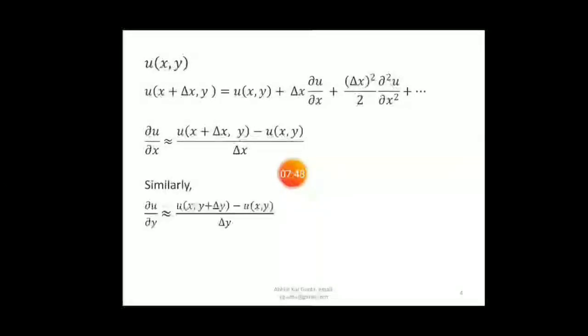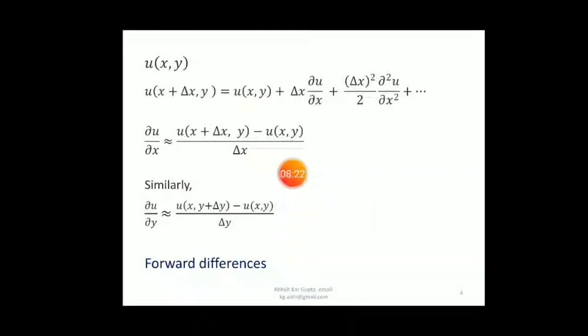Next, similarly, you can also write del u del y approximately equal to u(x, y plus delta y) minus u(x, y) by delta y. This is the same way: you expand u(x, y plus delta y) in terms of a Taylor expansion in y, so you get a similar formula. These two formulas we call the forward difference method.